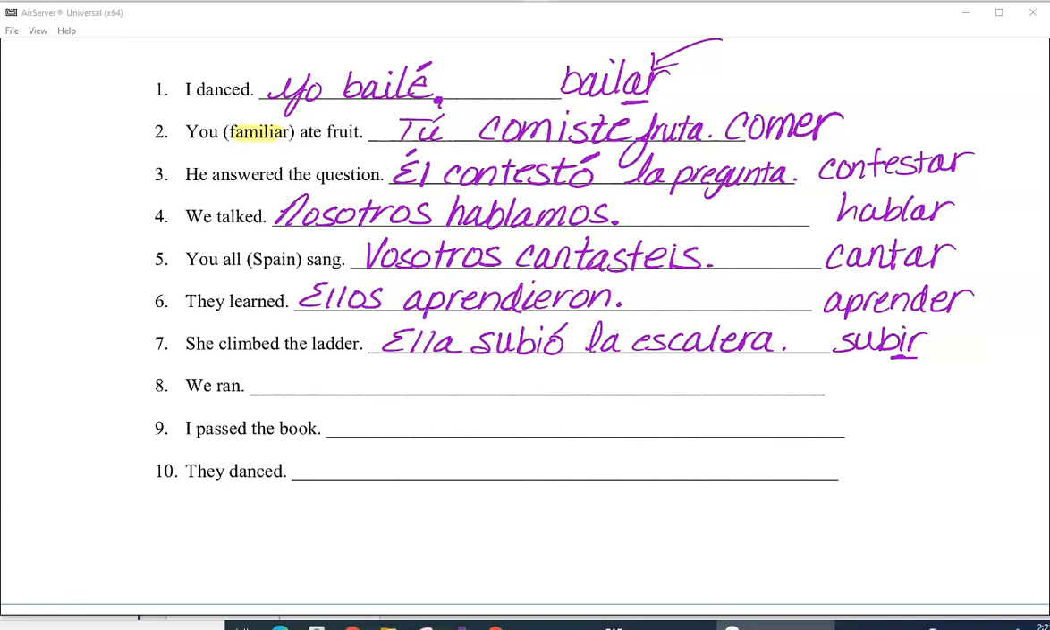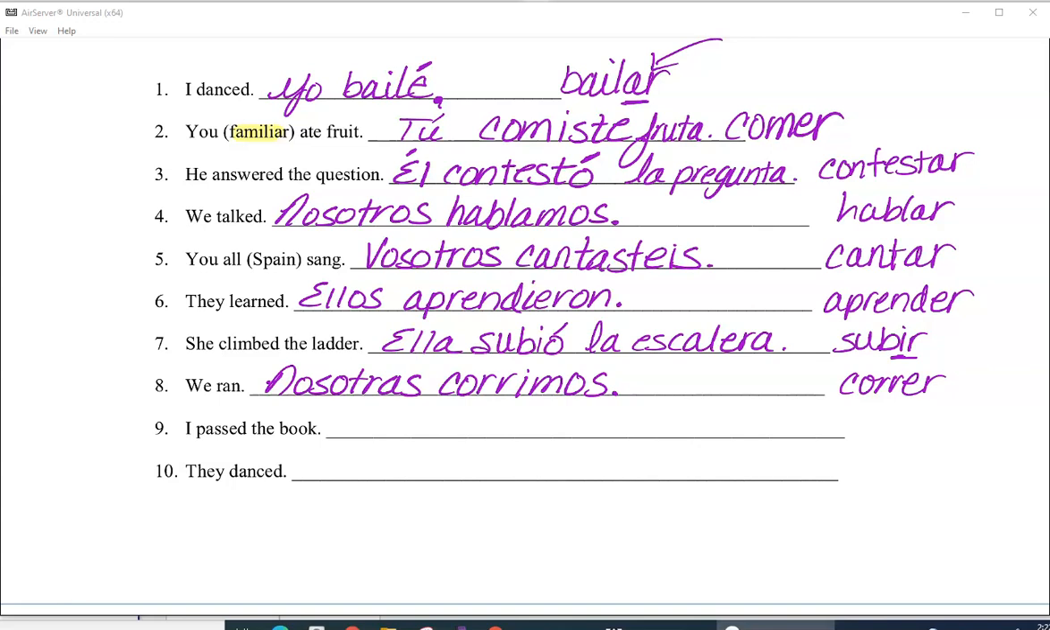Número 8, we ran. Once again, it doesn't specify if it's masculine or feminine. This time we'll just use nosotras. And then our infinitive for to run is correr. Our stem is going to be that C-O-R-R because we just dropped the E-R. And then it's going to be corrimos. So notice that it's the I-M-O-S. So this is not the same in the first person plural present tense because it's an ER verb.